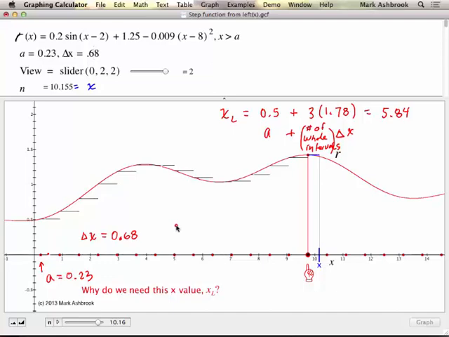Question. A obviously is going to be 0.23. I can't tell what the first one is. Doesn't matter. It starts at 0.23. Are you seeing? Yes. This is not a dot. There we go. Is that better? Sorry about that.